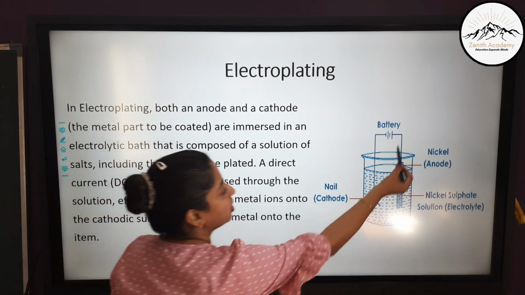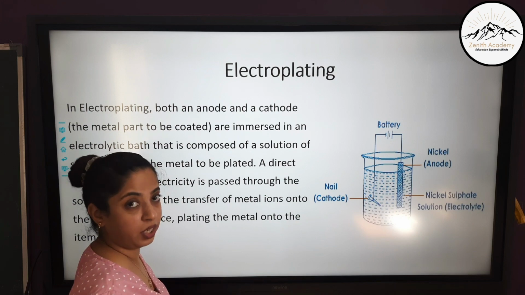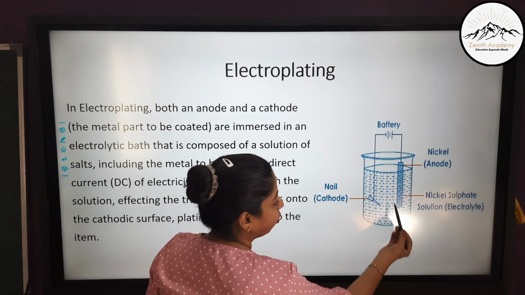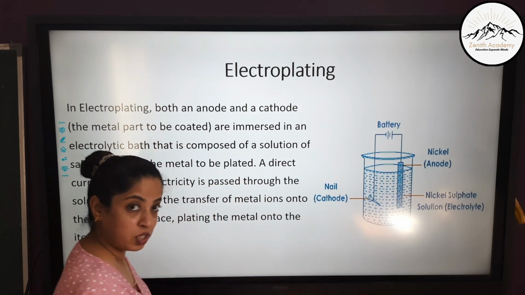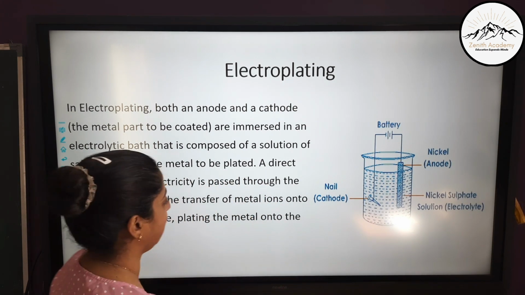Now here you can see this battery provides direct current and not alternating current. So a direct current has to be provided, so the metal ions go towards the cathode and get deposited here. You will understand this process very well with the help of examples.